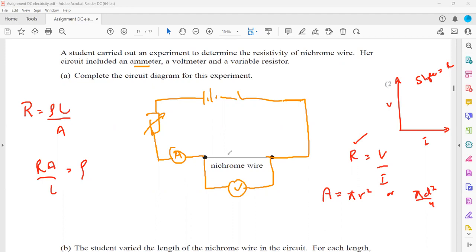Then how to measure the length? You can use a meter scale or a ruler, avoid parallax error, and measure the length directly. So we'll have length, area, and resistance. We just substitute to get the resistivity.